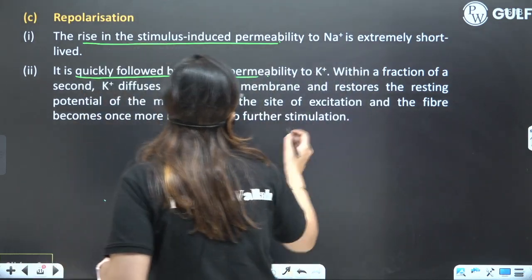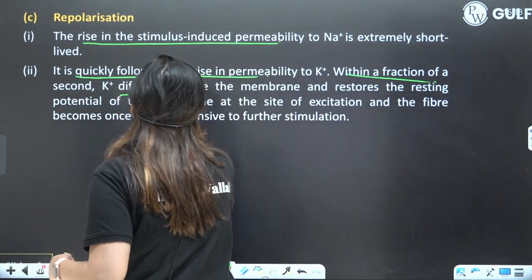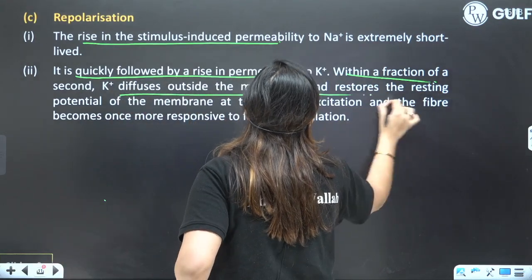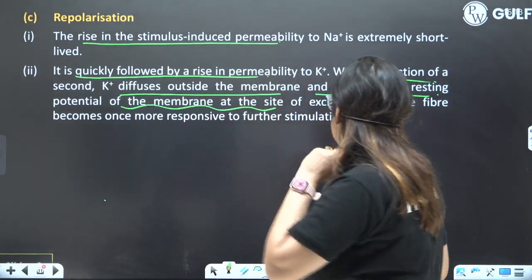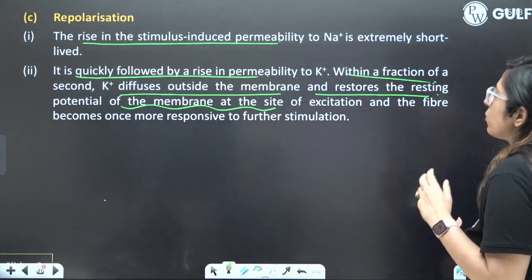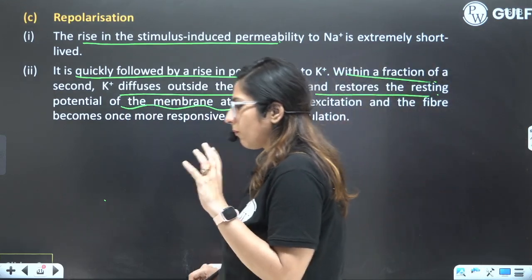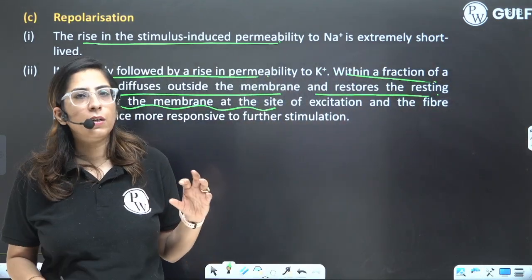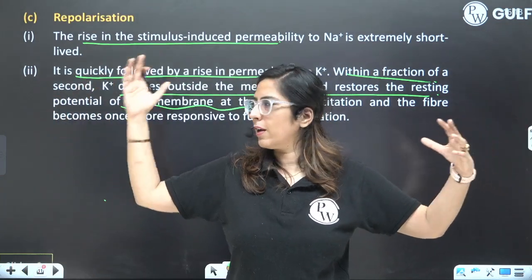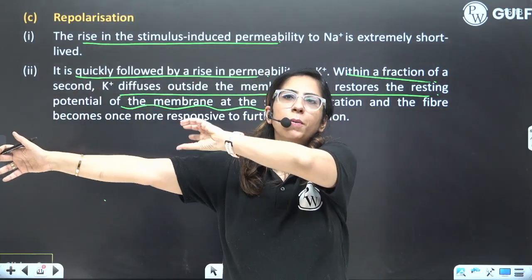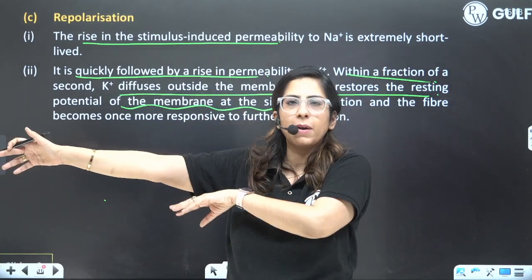Now listen very carefully. Within a fraction of a second, K+ diffuses outside the membrane and restores the resting potential of the membrane at the site of excitation. The fiber becomes more responsive to further stimulation. Now here, this was the A region and this is the B region. Two different regions are there, and in this A region, first there was the opening of the sodium ion channel. Sodium ions were coming inside.